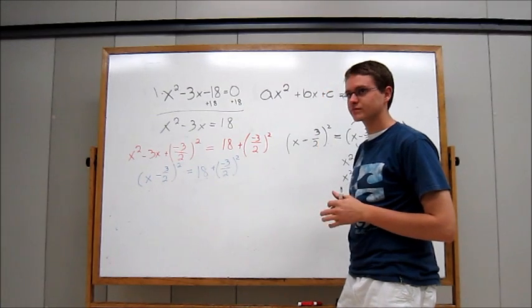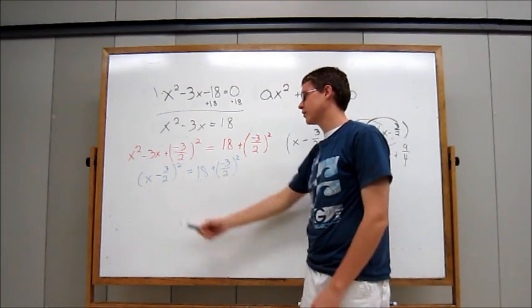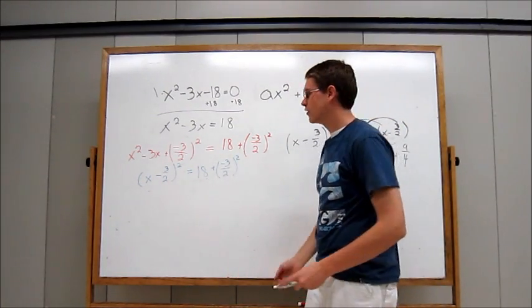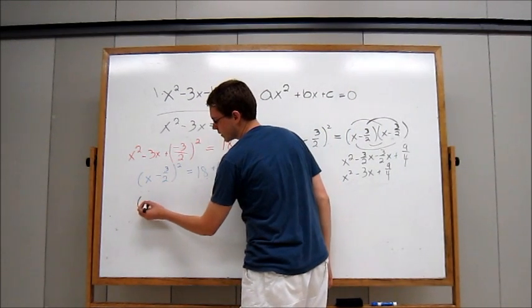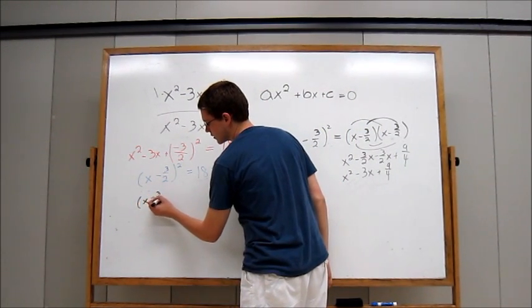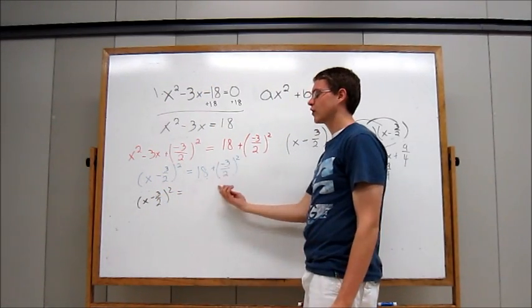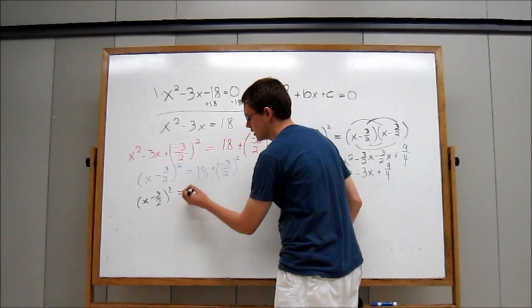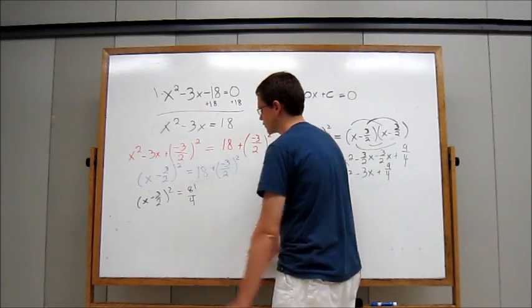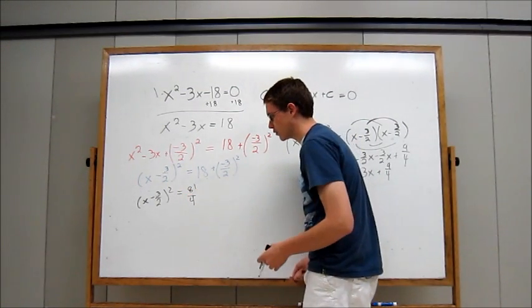Alright, Dan, now that that's clear, what do we do next? Okay, so now that we've completed the square, all we have to do is solve for x. On the left side, we're going to keep it the same, x minus 3/2 squared. And on the right side, we combine like terms. If you do this in your calculator, you'll find that it comes out to be 81 over 4.